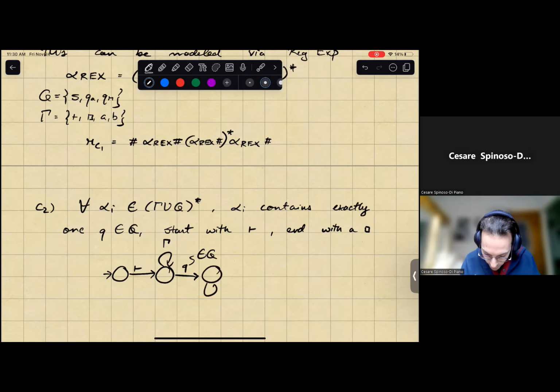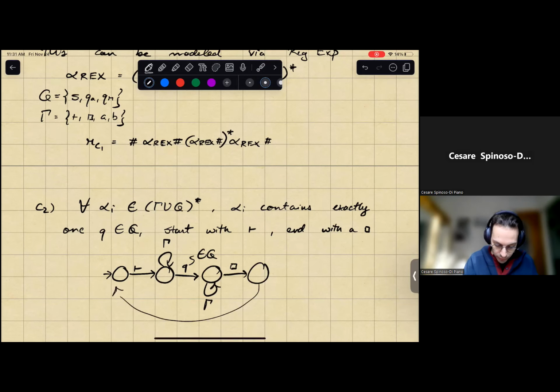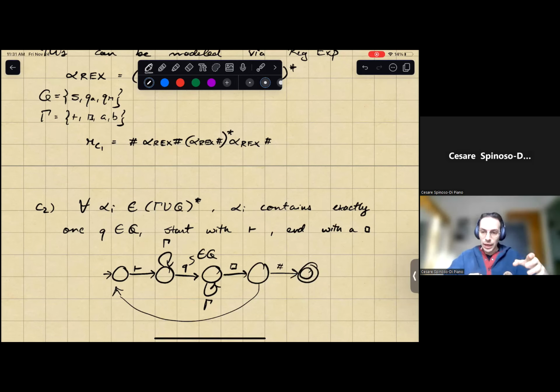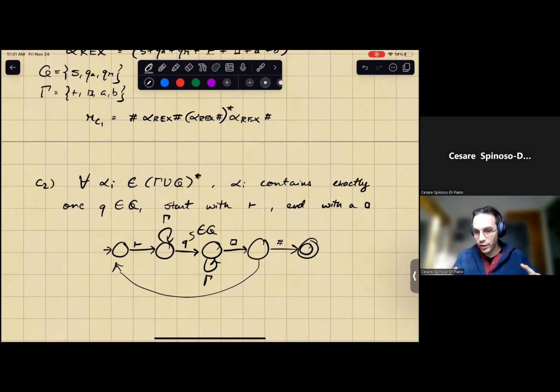And then after that, you can have more letters from gamma, and then finally you end with a blank. Okay, and then you can start this over, right? So then at some point, eventually you would get to the final hash, and then you would get to the accept state, right? So this is an incomplete FA, but hopefully gives you the general idea of how you could design it. And so hopefully you agree that the language containing strings satisfying condition C2 is also a regular language.